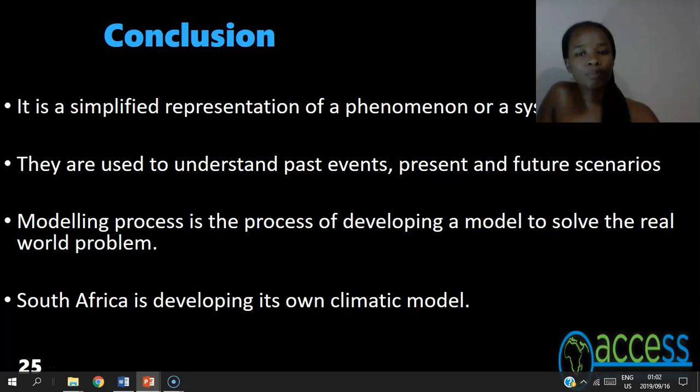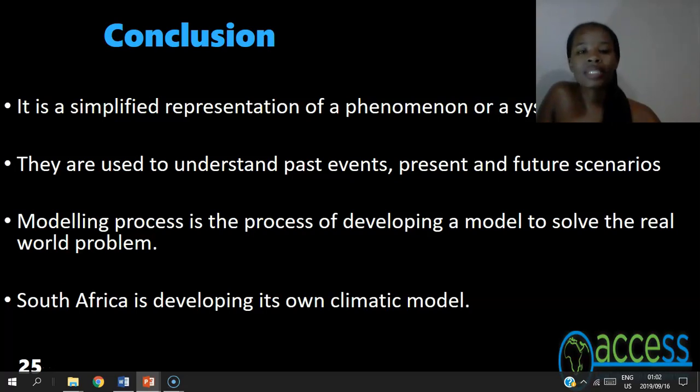So in conclusion, I have said that a model is a representation of a system in a simpler way. And also they are used to understand how past events occurred, such as the extinction of dinosaurs, and understanding our present, for instance, predicting tomorrow's weather, and for predicting the future using models such as the climate change. We are now able to understand how the climate change will be in the next 5 years to come.